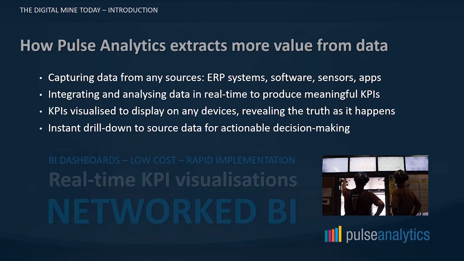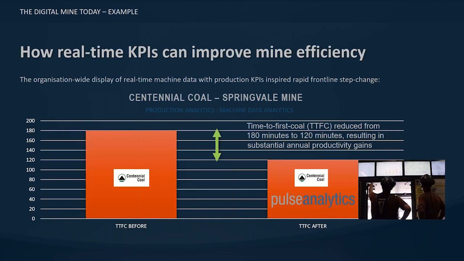When we implemented at Centennial, it was interesting to watch as the initial products we went in with were measuring the time to first coal, or TTFC KPI, which is measured from the shift start to when the continuous miners were actually cutting into the coal face. We were able to do this by measuring the current in the cutter motor of the continuous miners. When it passed a threshold, then we were able to consider that the mine was cutting coal.